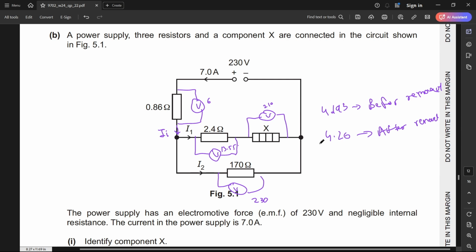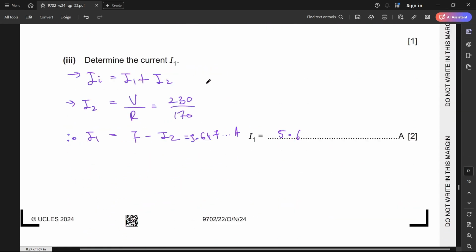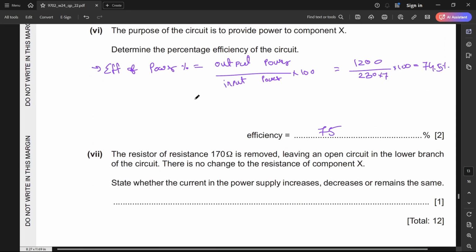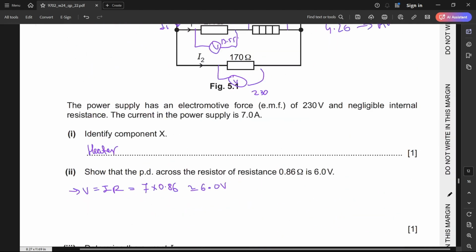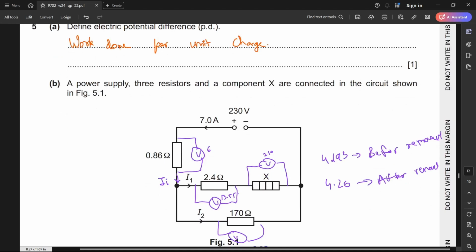So because the value of the resistance increases, the current from the power supply will decrease. So what you can say over here is, as net resistance will increase, current in power supply will decrease. So that is how you solve this question on electronics.